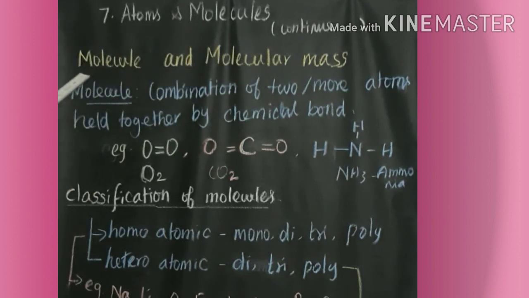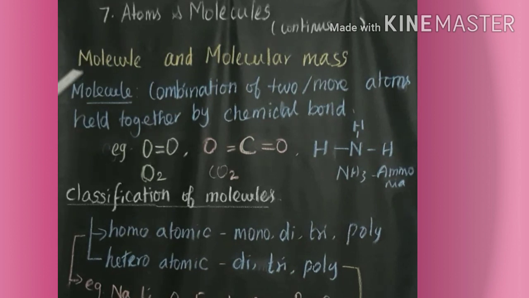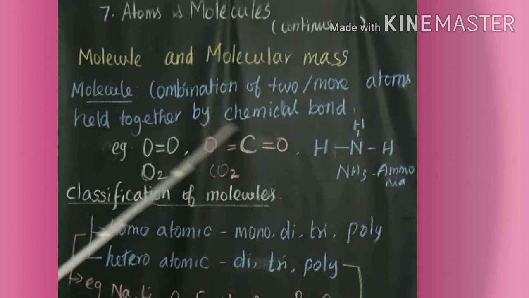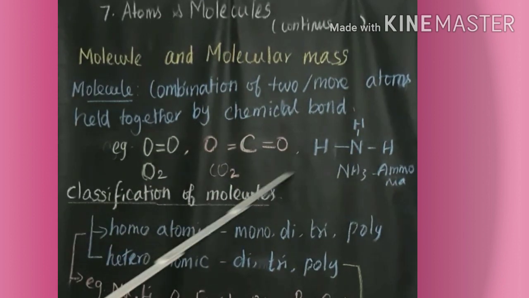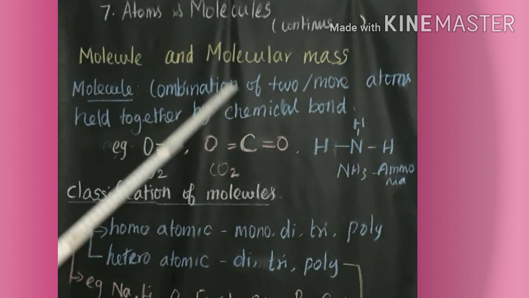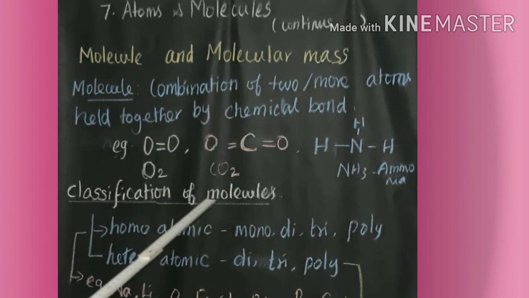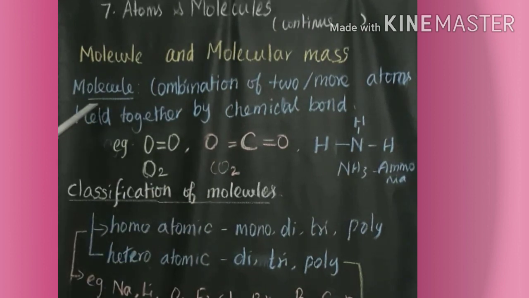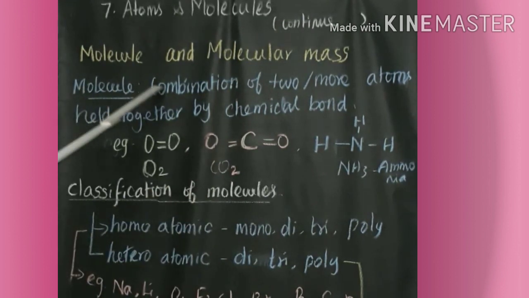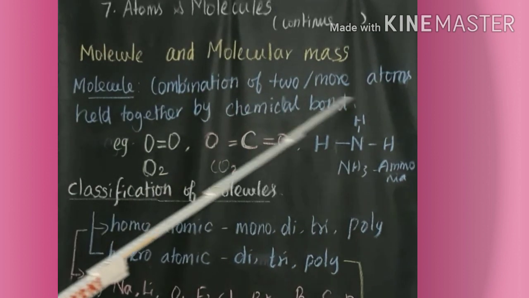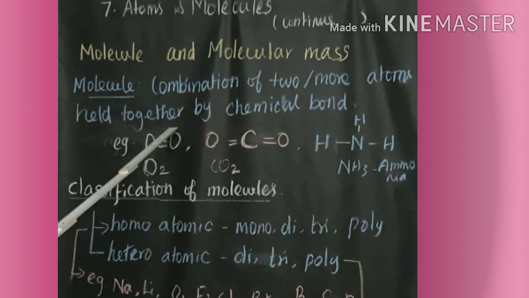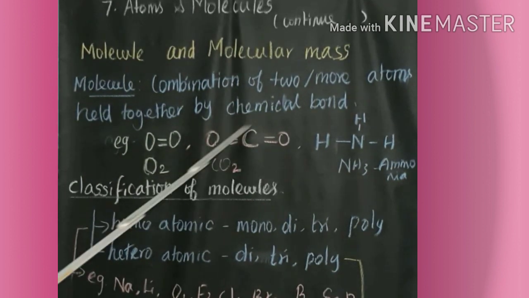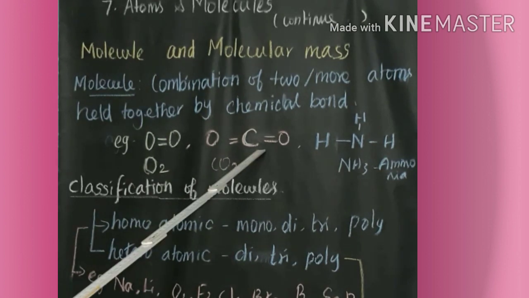What are molecules? Already we said what molecules are. Molecules are atoms of the same element or atoms of different elements combined together with a strong attractive force. That attractive force may be a chemical bond. They are called molecules. See the definition. Molecules are the combination of two or more atoms held together by a chemical bond. The chemical bond is present between the atoms of the same element or atoms of different elements.